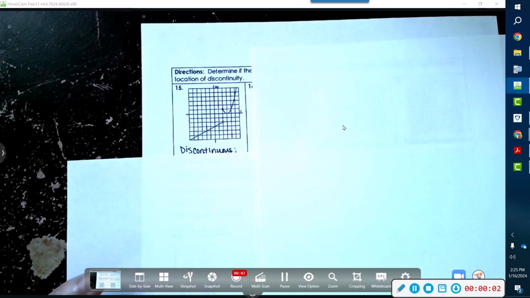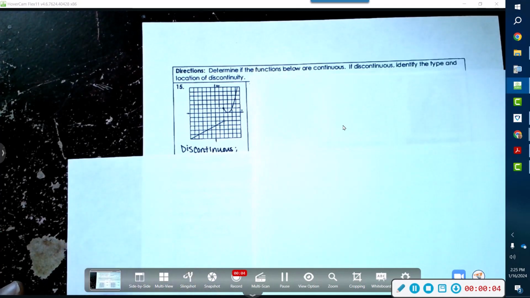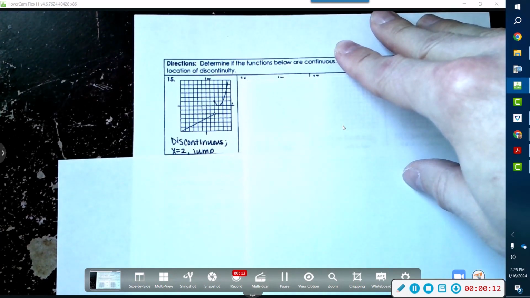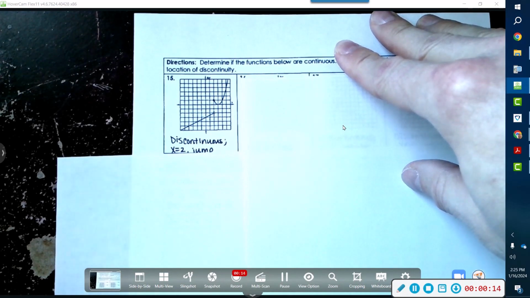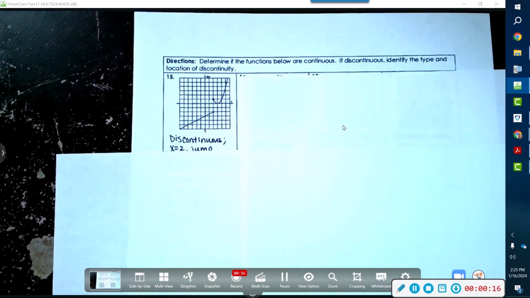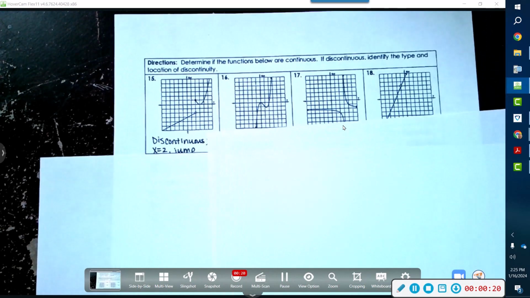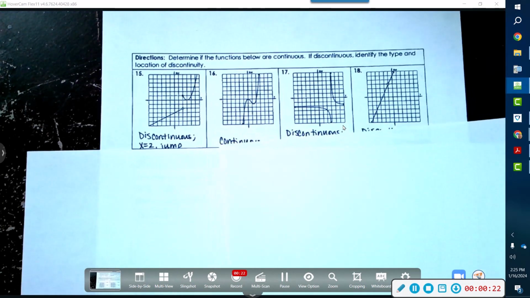Right, so determine if the functions below are continuous. If discontinuous, identify the type. So this guy is discontinuous, but why? It's because it's a jump and it's at x equals 2, so watch out for those. It's going to go straight across here. This guy right here, definitely continuous.